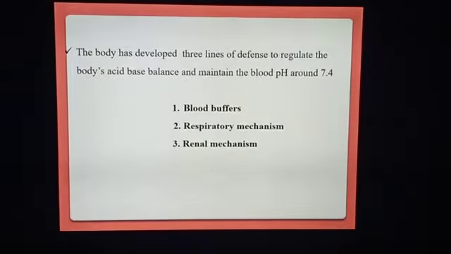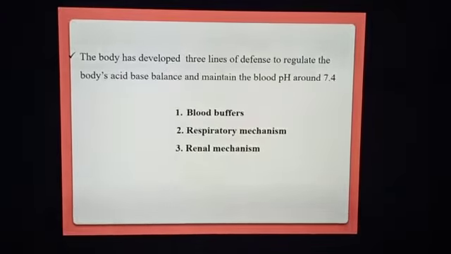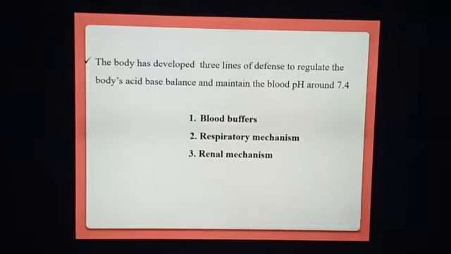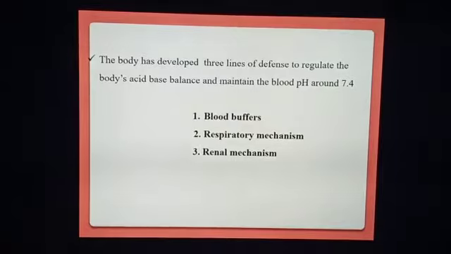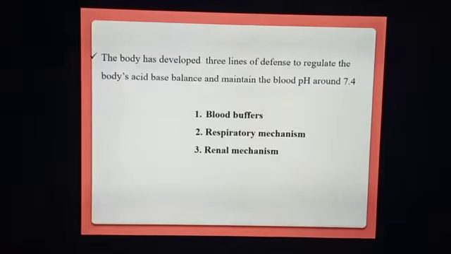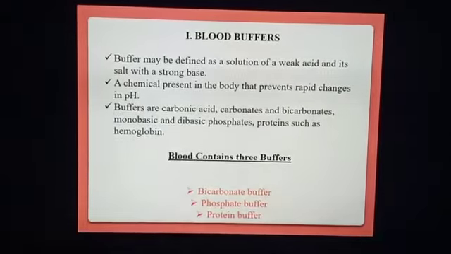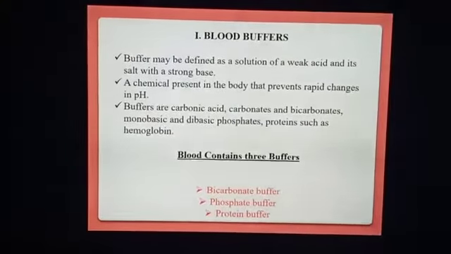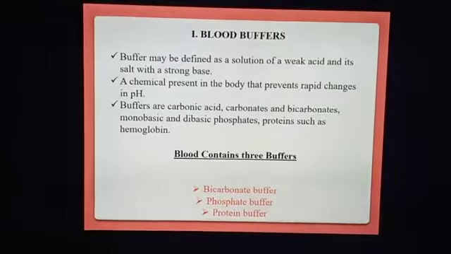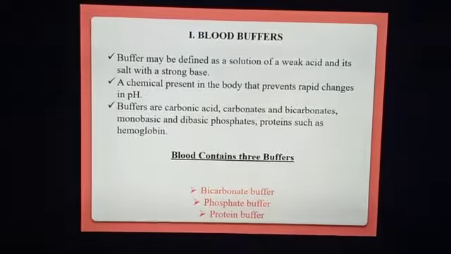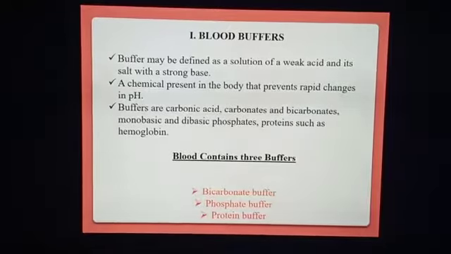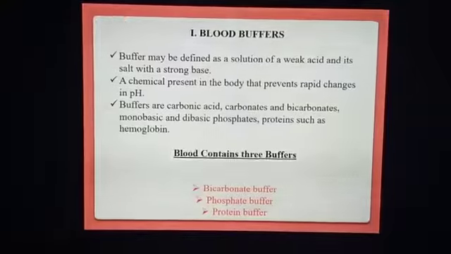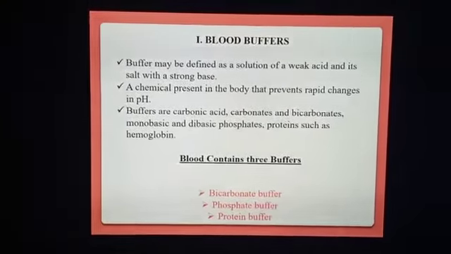The body has developed three lines of defense to regulate the body's acid-base balance and maintain the blood pH around 7.4. They are blood buffers, the respiratory mechanism and the renal mechanism. Blood buffers: human blood consists of carbonic acid and bicarbonate anion, in order to maintain pH between 7.35 and 7.45, as a value higher than 7.8 or lower than 6.8 can lead to death.